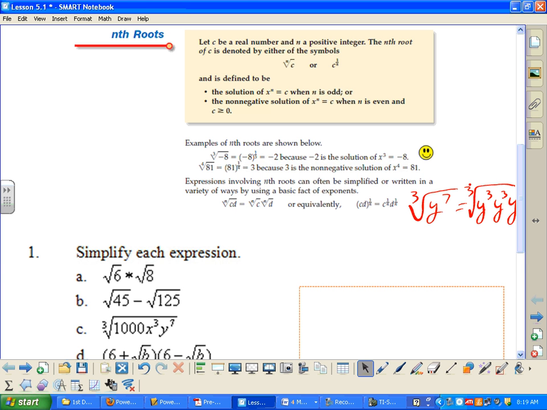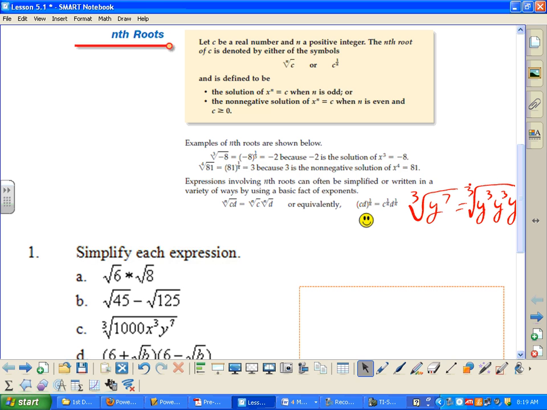Expressions involving nth roots can be simplified or written in a variety of ways by using basic facts of exponents. For instance, here the nth root of c times d can be the nth root of c times the nth root of d. That's the same thing. We've simplified radicals before. Or I could use it as a rational exponent of 1 over n.